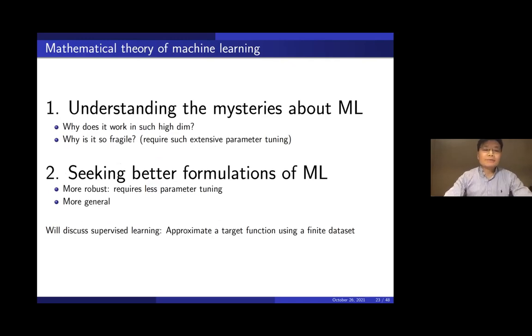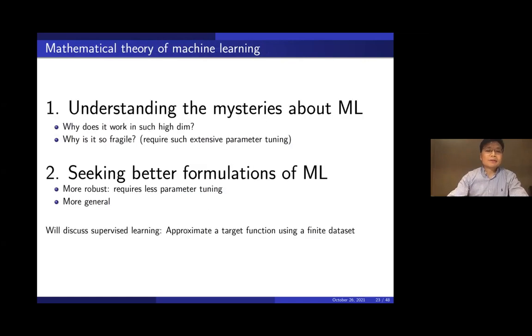Okay, so now I want to turn to some mathematics. First is understanding the mystery. We have two questions. The first is to understand mysteries about machine learning. There are two major mysteries. One is why does it work at all in such a high dimension? Two, why is it so fragile, because it really requires extensive parameter tuning. So why is that the case? The second question: can we find better formulations of machine learning, something that performs equally well but is much more robust? Okay, so those are the two issues we have in mind.